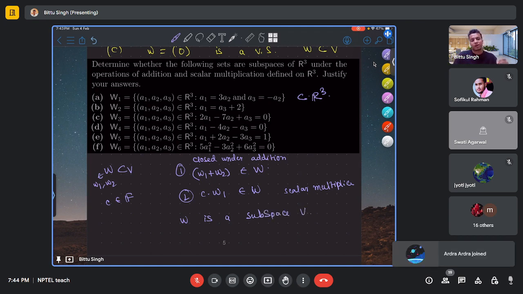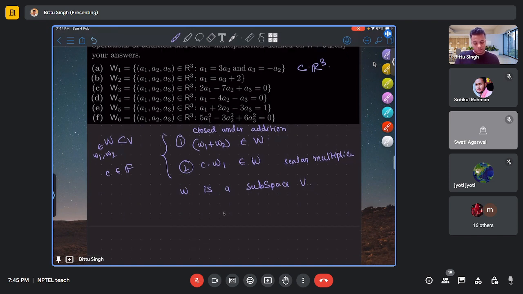because other properties are hereditary. Other properties, for example, scalar associativity or zero, will be satisfied automatically. So we only need to check those two properties. Instead of W1 plus W2, W1 minus W2 is also okay, because for a vector space, from the field, -1 always exists. You can write W1 minus W2 as W1 plus -1 times W2. So we need to check only those two conditions.